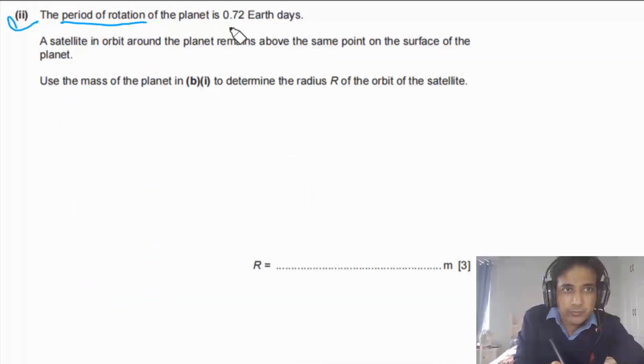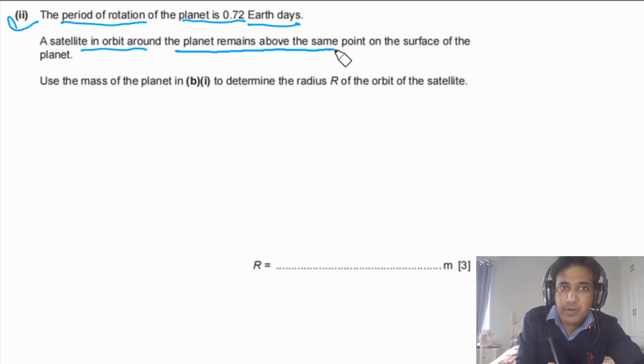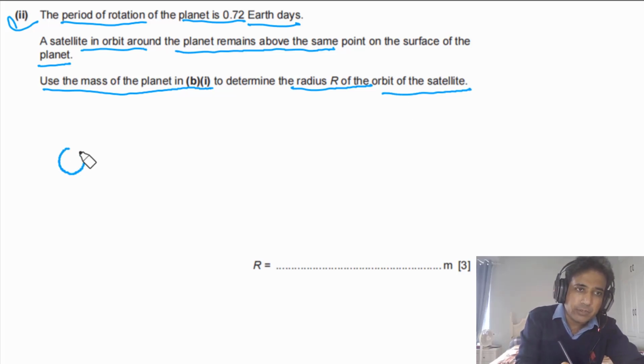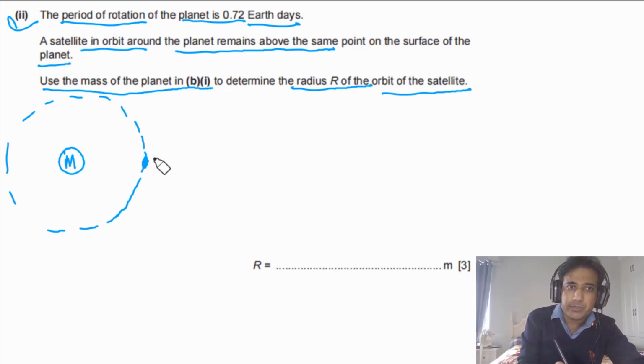The second part says the period of rotation of the planet is 0.72 Earth days. A satellite in orbit around the planet remains above the same point on the surface of the planet. Use the mass of the planet in B1 to determine the radius capital R of the orbit of the satellite. First of all, we can imagine we have a planet with mass M, and here is one satellite of mass m.